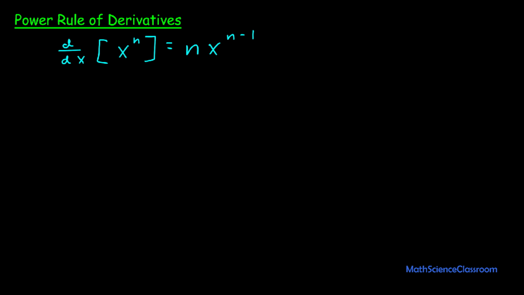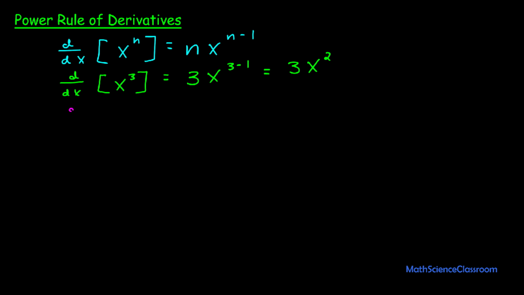And we'll do some specific examples. d dx of x to the third power. So the power rule says that for the derivative of x to the third power, we take the exponent, put it in front, 3x to the 3 minus 1 power, which is the same as 3x squared.